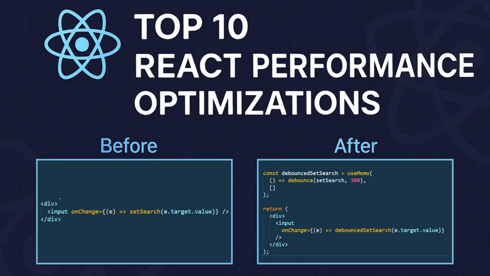9. Debounce input handlers. Typing in a search input shouldn't trigger state updates or API calls on every keystroke. Use debounce to wait until the user stops typing before doing anything expensive.